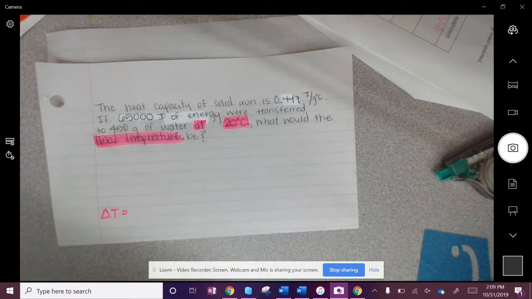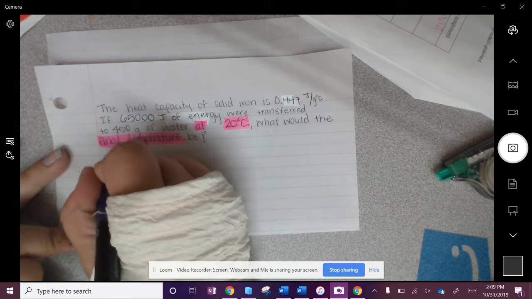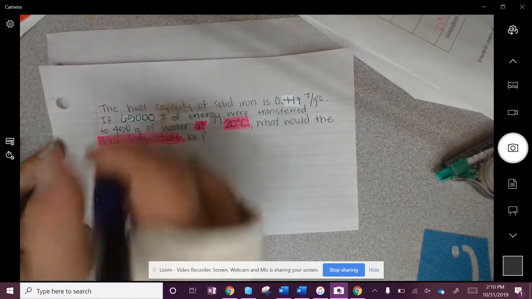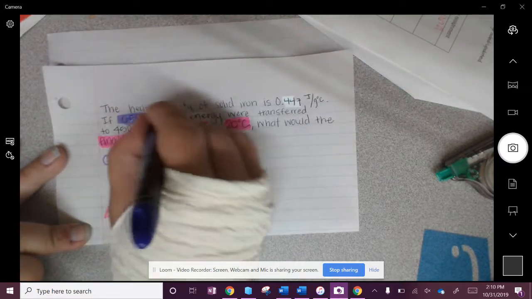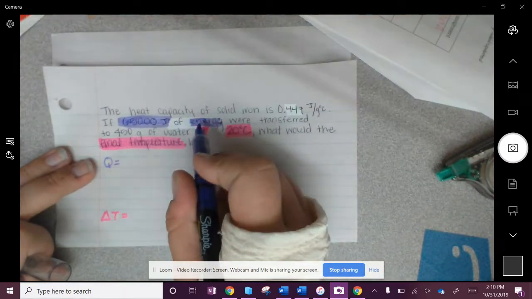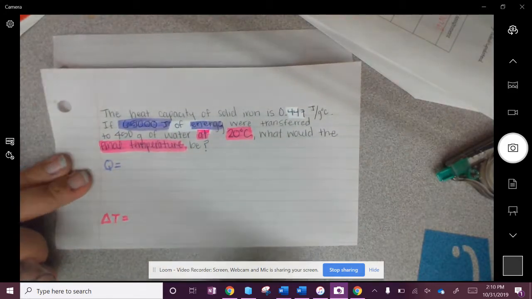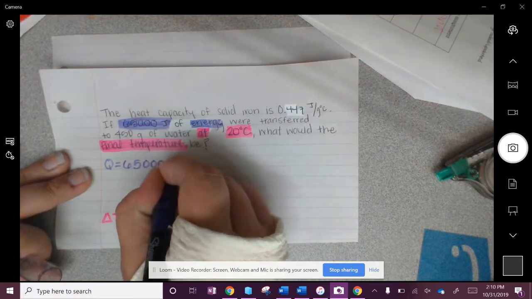I'm going to have my Q, which is, remember, Q is energy or heat. So if I look, heat capacity, so okay, 65,000 joules of energy. So I know it's Q because Q is energy. I also know it's Q because joules are the units of energy. So there's a couple different ways we can look at that. So Q is 65,000 joules.